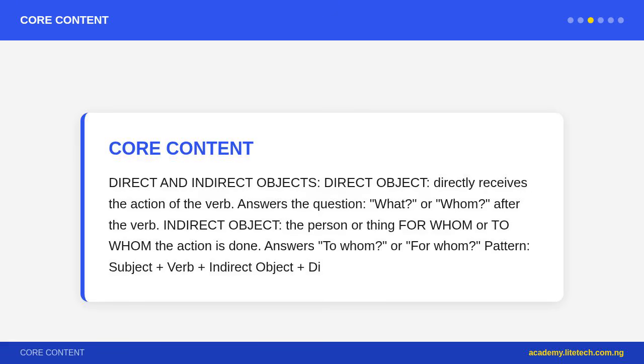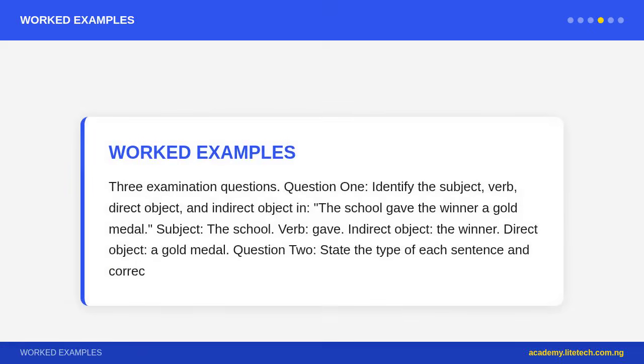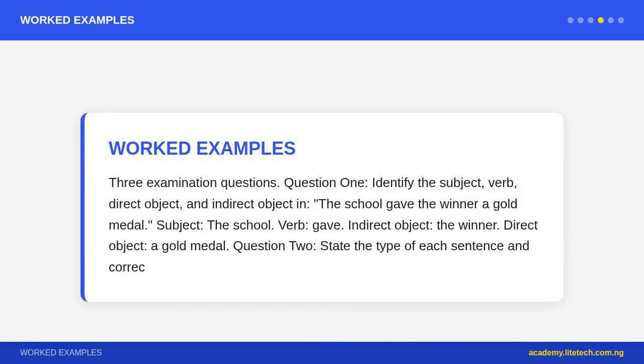Sentence fragments and run-ons. A sentence fragment is a group of words that looks like a sentence but does not express a complete thought. Example, because it was raining. This is a dependent clause, it cannot stand alone. Fix: because it was raining, we stayed indoors. A run-on sentence is two or more independent clauses joined without proper punctuation. Example, she is clever, she won the prize, should be, she is clever, and she won the prize. Or, she is clever. She won the prize.